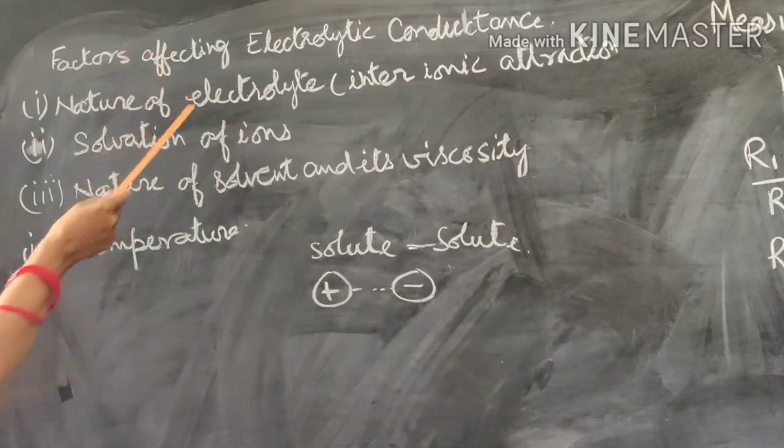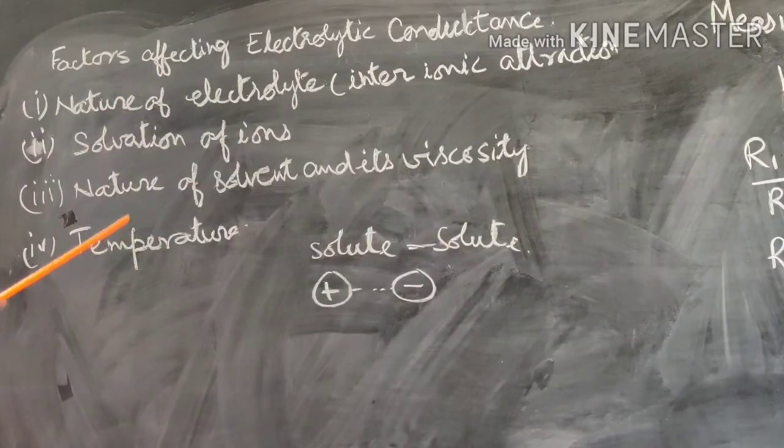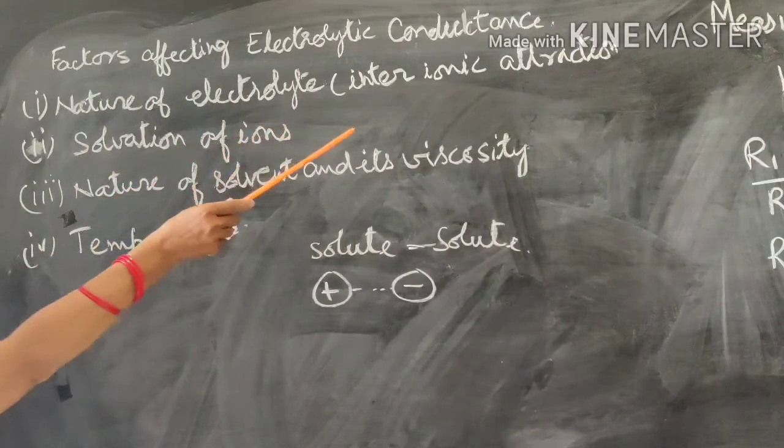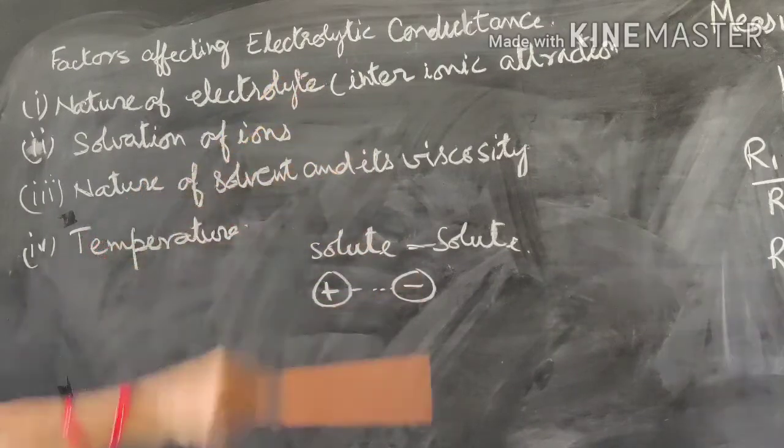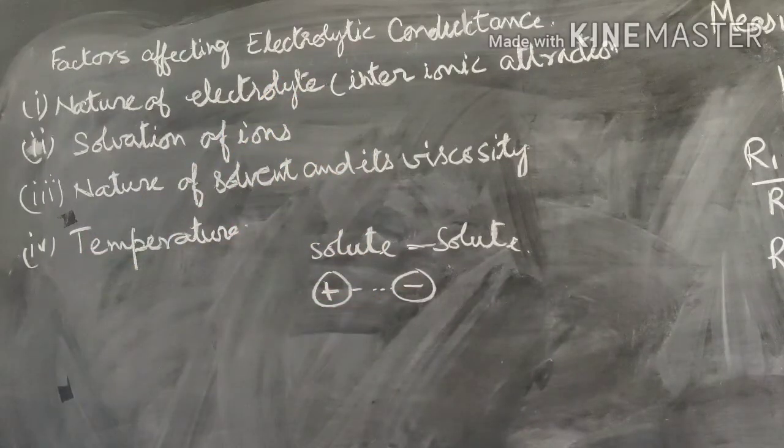So the first factor is the nature of electrolyte. That means when the interionic attraction increases, there will be a decrease in the electrolytic conductance and vice versa, because these interionic attractions decrease the mobility of ions. That's why there is a decrease in the electrical conductance.